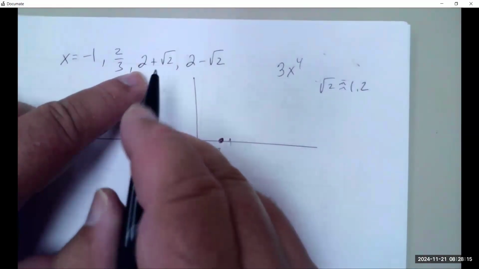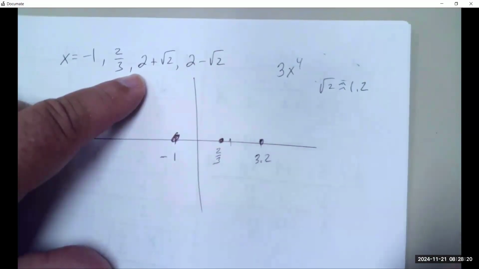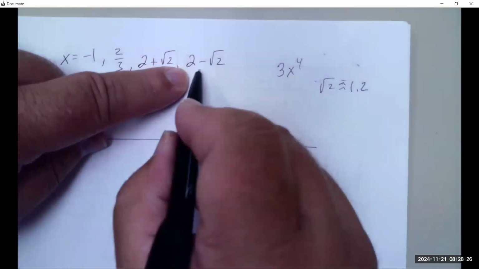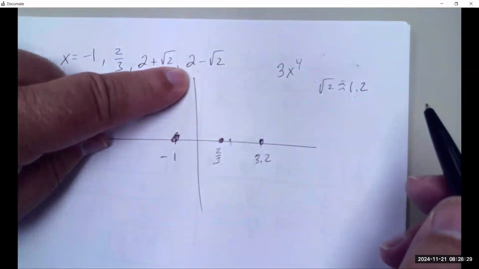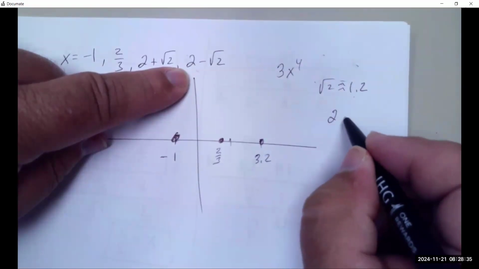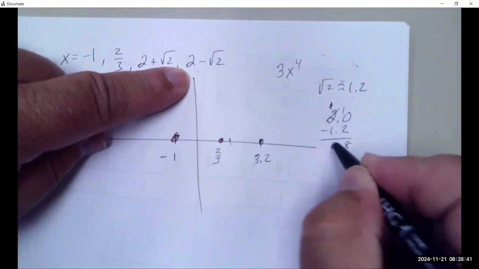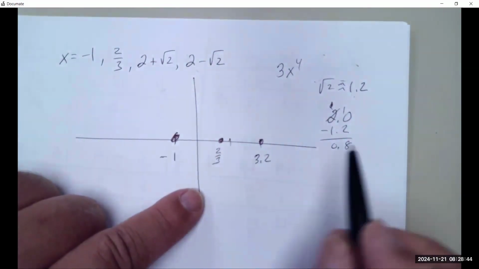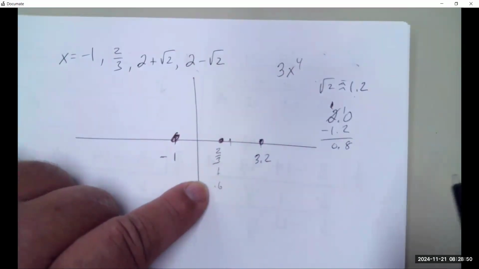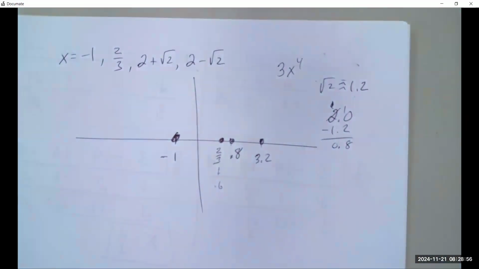So 2 plus 1.2 is 3.2. 2 minus 1.2, 2.0 minus 1.2, so 0.8. Is 0.8 bigger than or less than 2/3? 2/3 is 0.6. So 0.8 is there.